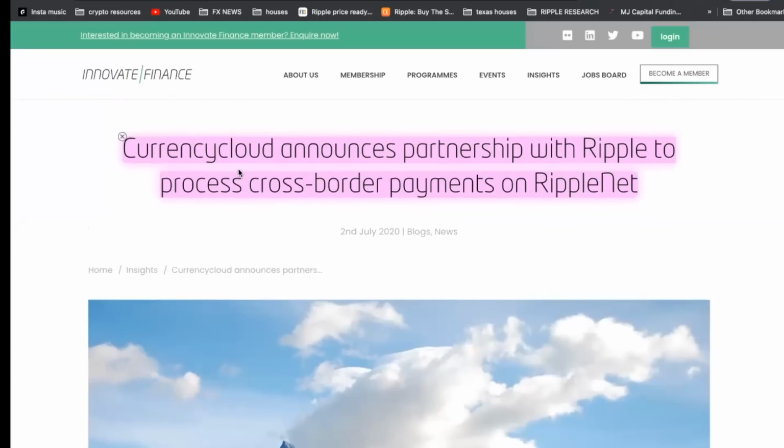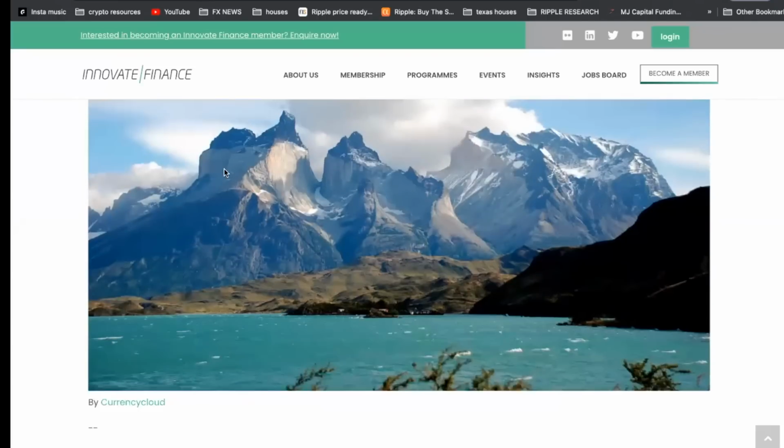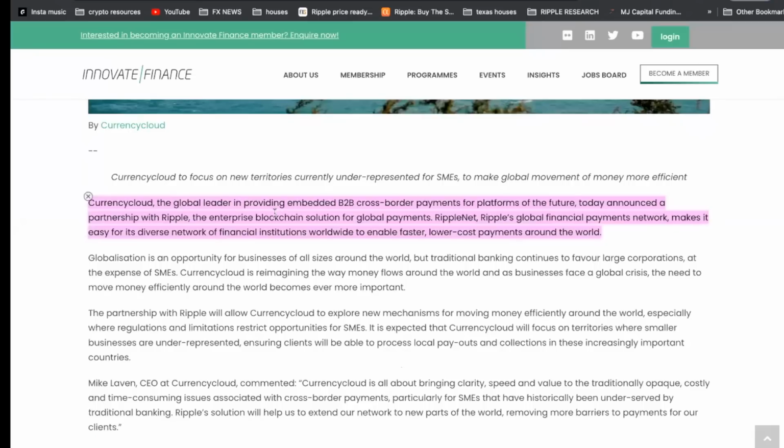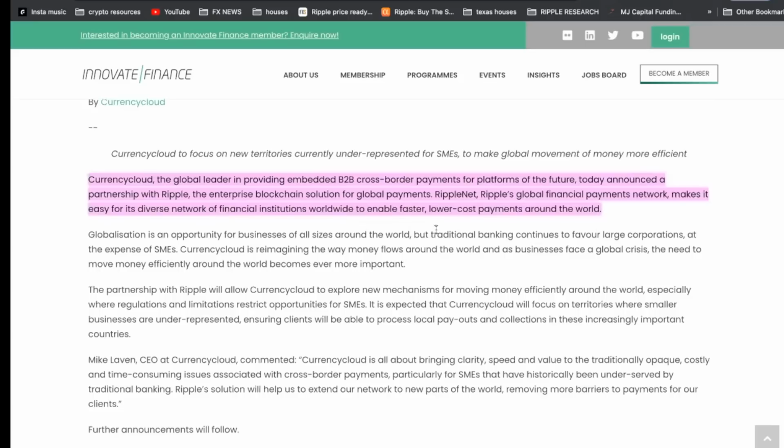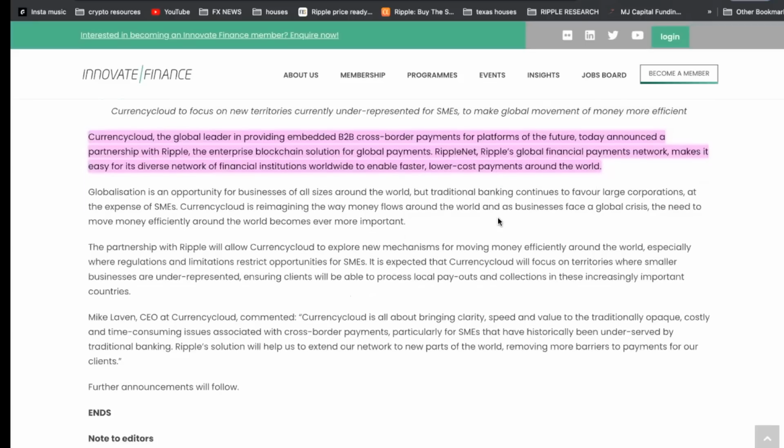Well, who is a partner of Currency Cloud? Scrolling down here, we see Currency Cloud, the global leader in providing embedded B2B cross-border payments for platforms of the future, today announced a partnership with Ripple, the enterprise blockchain solution for global payments, RippleNet, Ripple's global financial payments network makes it easy for its diverse network of financial institutions worldwide to enable faster, lower cost payments around the world.